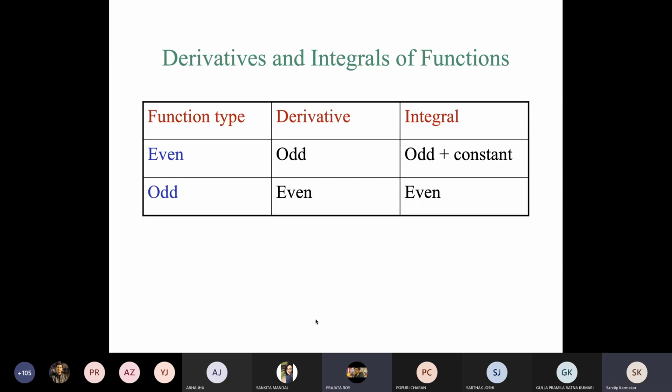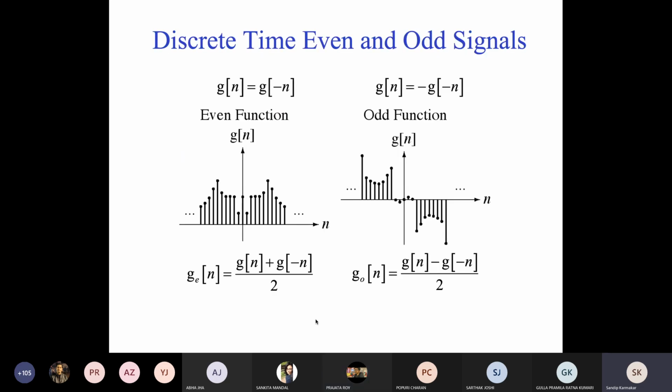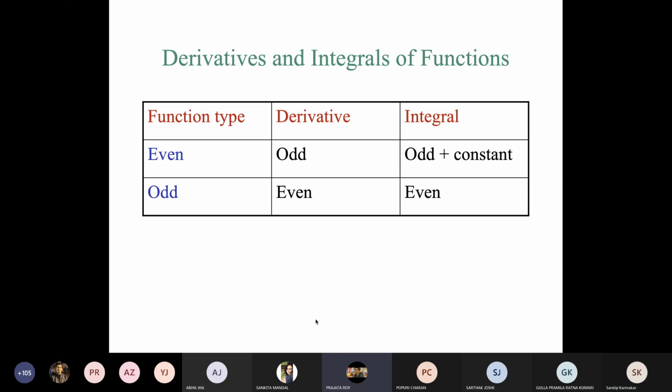And the derivative of an odd function is? Sir, even. And integral is? Sir, even. Right. Sir, but wouldn't the integral also have a constant? Yes, it will be a constant.